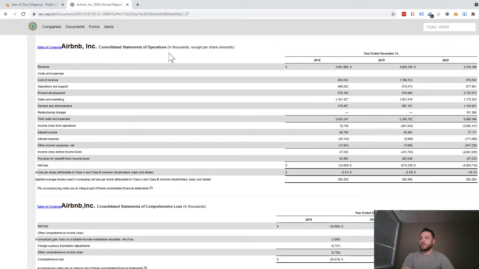This is their statement of operations or income statement. These are in thousands also, so add 3 zeros at the end, except for per share amounts. So these numbers down here, don't add 3 zeros at the end there. But yeah, revenue top line, net income or net loss, bottom line. They lost all that money.